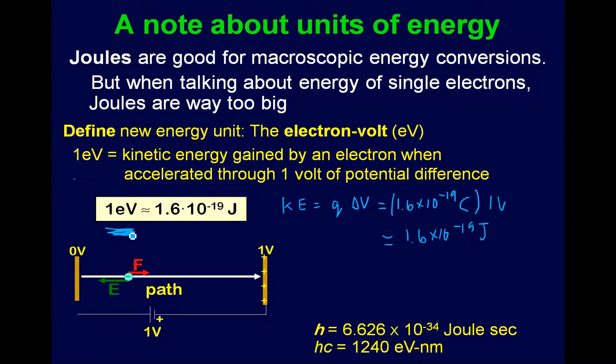Also, we're going to start using Planck's constant, and so here's Planck's constant written by itself, and then in another form that we'll use occasionally, h times c, which we'll talk a little bit more about later. It's another way to write it in terms of electron volts, which makes things a little bit easier.